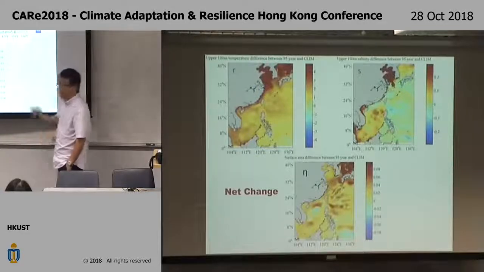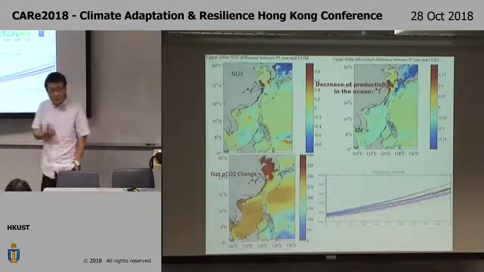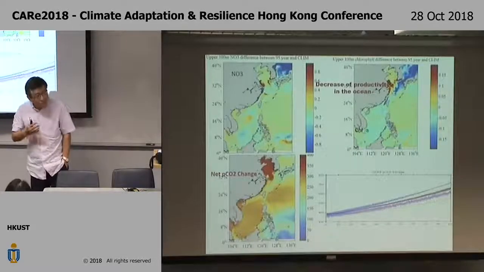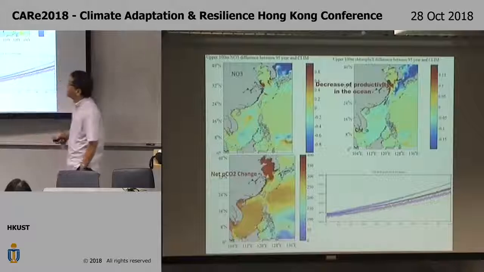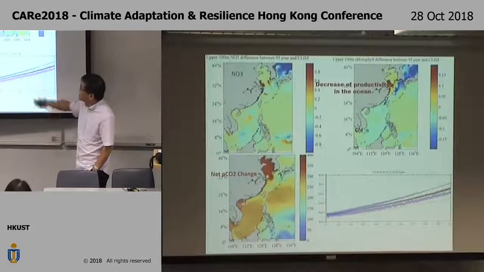Okay? So this is from our results. Not only are we doing the physics part, we're doing the biochemical part. I just show you the net change. Negative means decreasing, positive means increase.